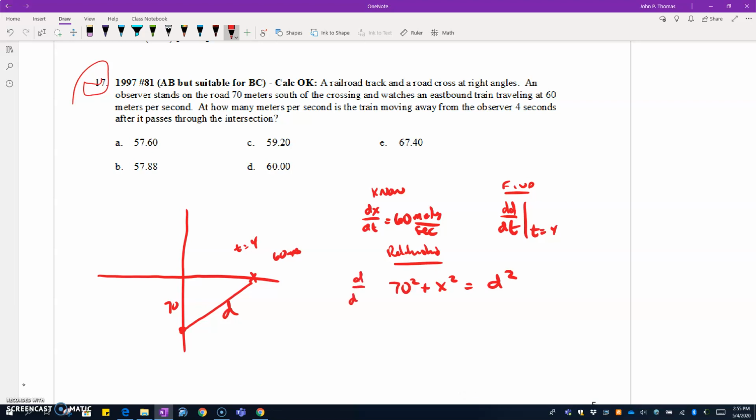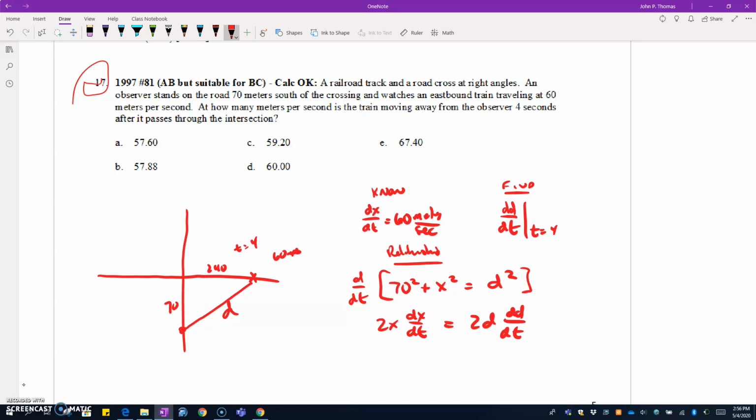So I take the derivative with respect to t. Derivative of 70 squared is 0. Then I get 2x dx/dt equals 2d dd/dt. Alright, from here I'm going to plug in what I know. It was 4 seconds, so if I take 4 times the speed, 4 times 60, this is a 240.